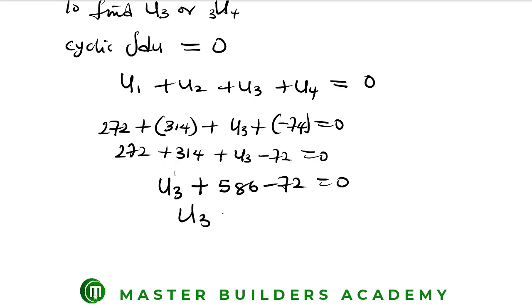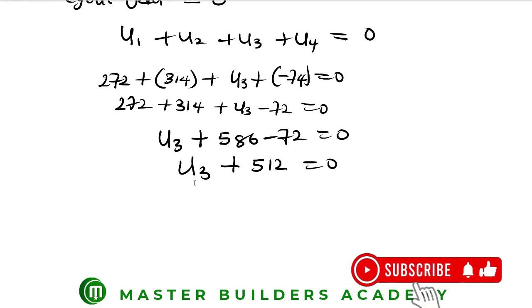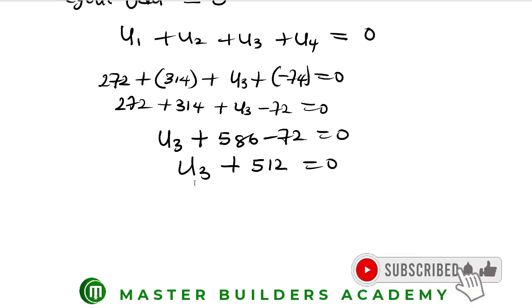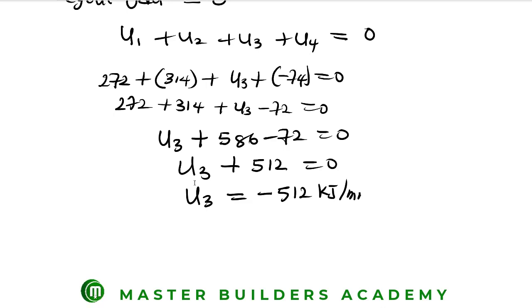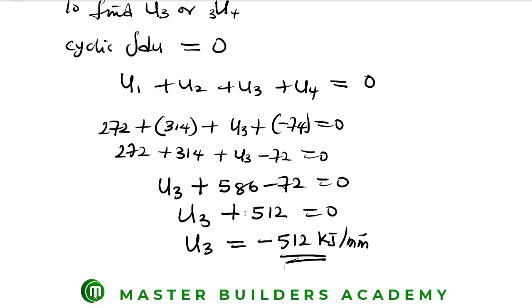Then U3 will give us plus 512 if we remove 72 from 586. And then all we just need to do is to make U3 the zero formula. If we do that, we simply take 512 to the other side, and then this becomes negative 512 kilojoule per minute. So we have been able to obtain the value for this. You see, it's very, very simple.